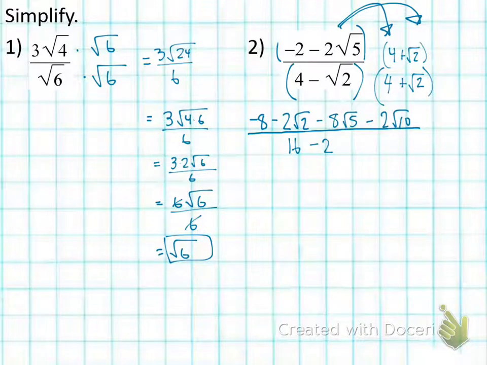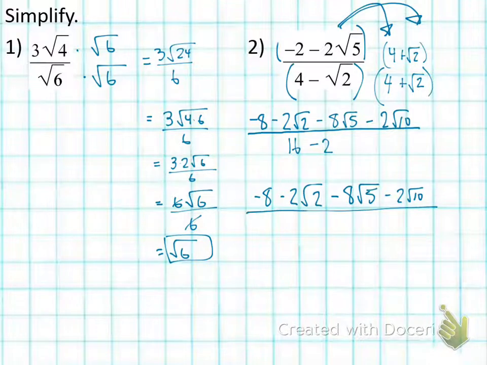When we simplify the numerator, the only thing I could simplify in the numerator is really nothing. I can't take anything out. Rad 2, rad 5, and rad 10 are pretty much simplified. So I'm just going to copy it down here. You got negative 8, minus 2 rad 2, minus 8 rad 5, minus 2 rad 10. Okay, 16 minus 2 is 14.